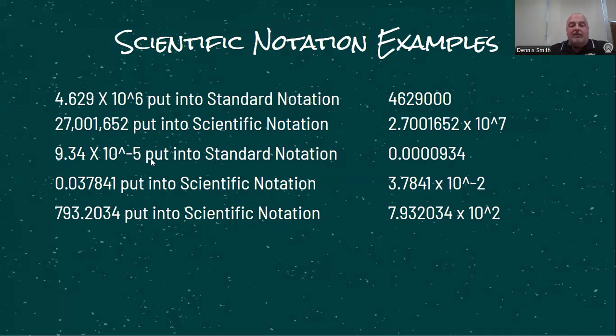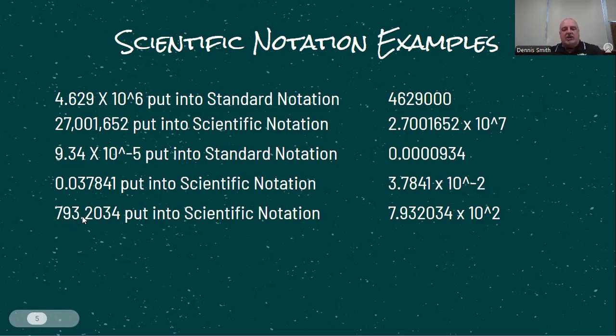Your exponent's negative, so it's going to be a decimal. Move it 1 spot in front of the 9, and then you have 4 more to go. So it's 0.000093. And then 0.037841 put in scientific notation. It's going to be 2 spots, 3.7841 times 10 to the negative 2.